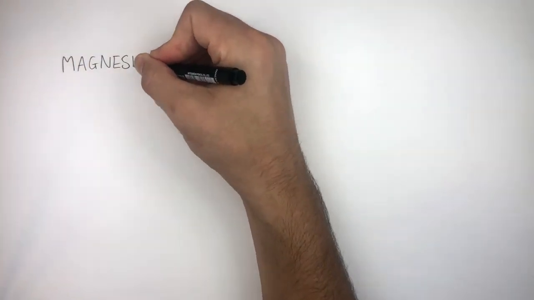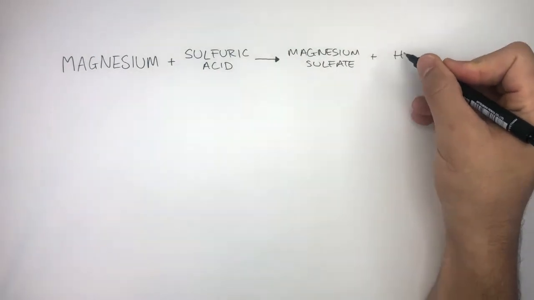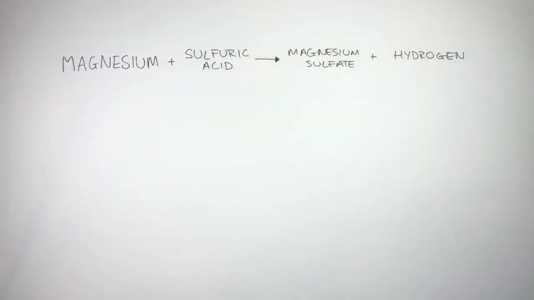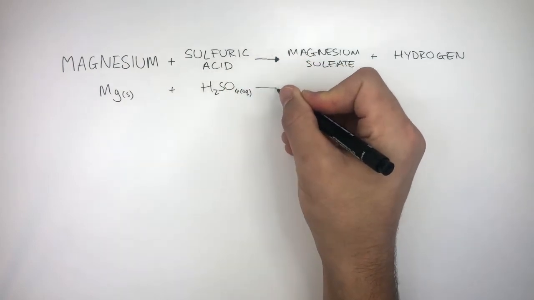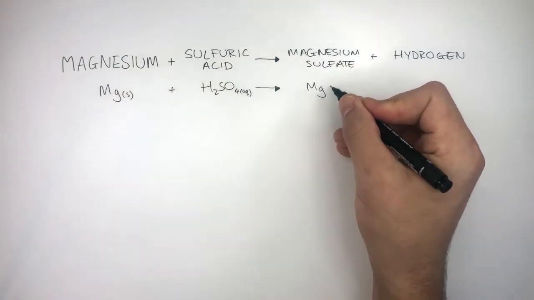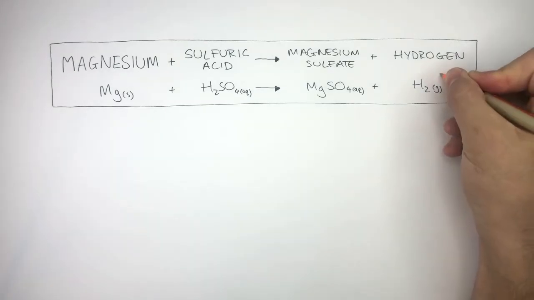We can measure the rate of reaction of when magnesium reacts with sulfuric acid to form magnesium sulfate and hydrogen by measuring the rate at which hydrogen gas forms. The balanced symbol equation is Mg plus H2SO4 reacts to form MgSO4 and H2. To measure the rate of this chemical reaction, we're going to focus on the product hydrogen.